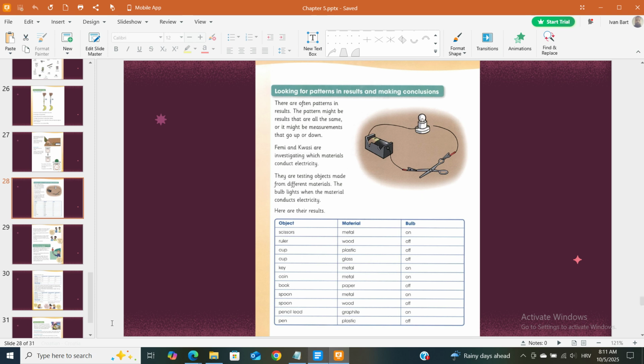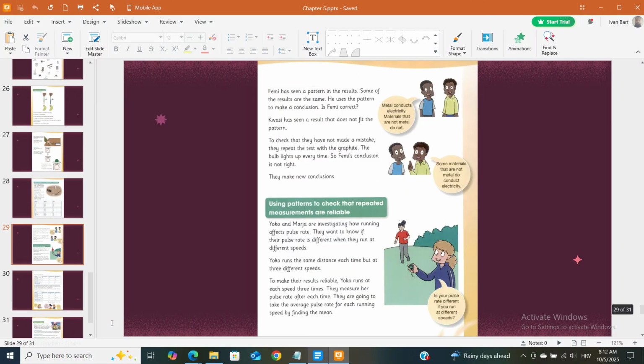Femi has seen a pattern in the results. Some of the results are the same. He uses the pattern to make a conclusion. Is Femi correct? Kwasi has seen a result that does not fit the pattern.